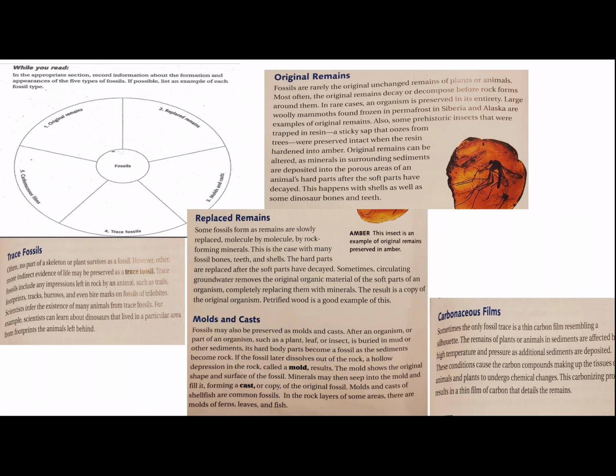For number 3, we have molds and casts. With molds and casts, the hard body parts of the animal or insect or leaf become a fossil as the sediments become rock. If the fossil later dissolves out of the rock, a hollow depression in the rock called the mold results. So for mold, you're going to put a hollow depression in the rock. The mold shows the original shape and surface of the fossil. Minerals may then seep into the mold and fill it in.